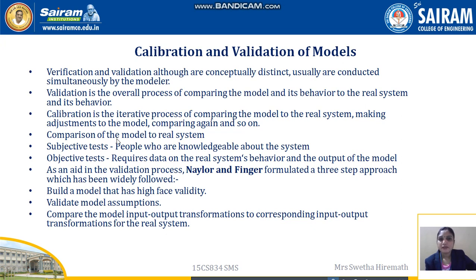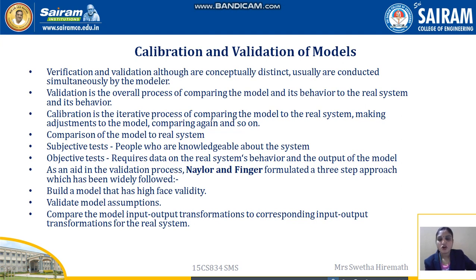What we do in calibration and validation is compare the model to the real system. Whatever model we have developed till now will be compared with the real system. There are two types of tests: one is the subjective test, the other is the objective test. Subjective tests are done by people who are knowledgeable about the system, who already know how it works, what changes we make, and what outputs we get.